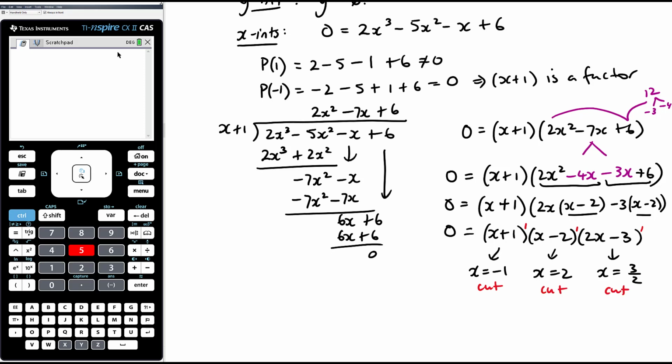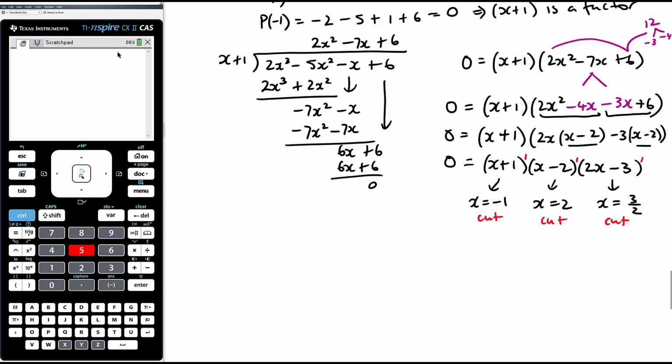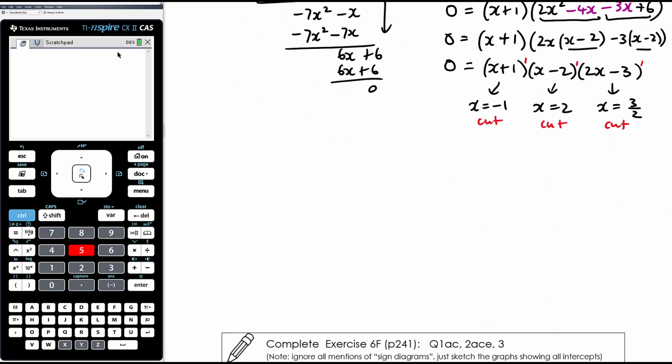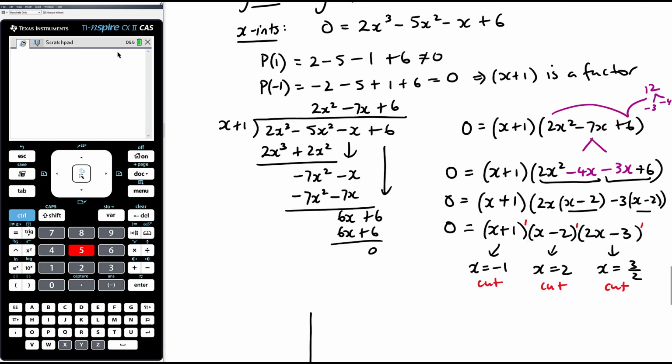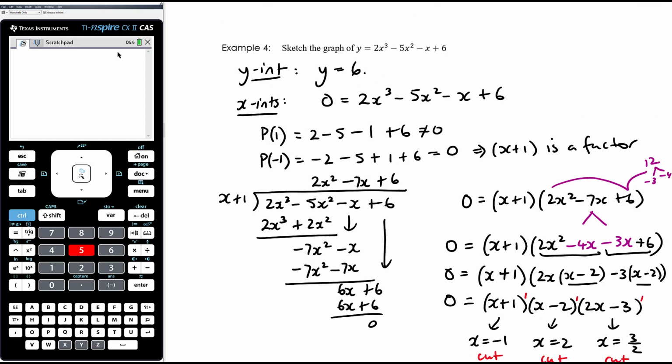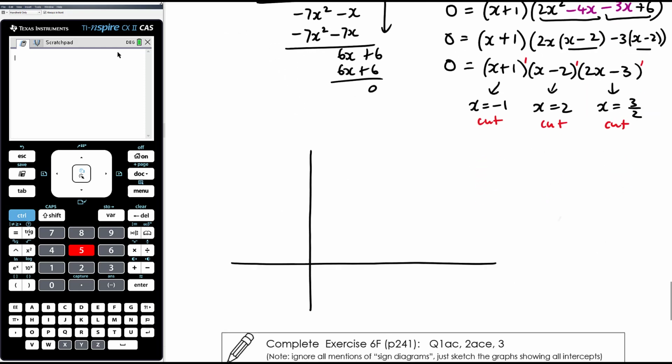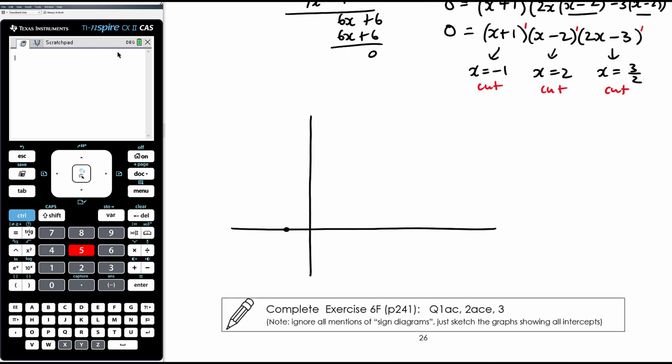Alright, so we've got our y-intercept and our x-intercepts, and the shape of the graph at each of those x-intercepts. So let's just plot things out. It was a positive cubic, wasn't it? Yep, so we're going to be going up as we go from left to right. Alright, so negative 1, positive 2, and 3 on 2 is 1.5. Actually, I might just spread those out a bit.